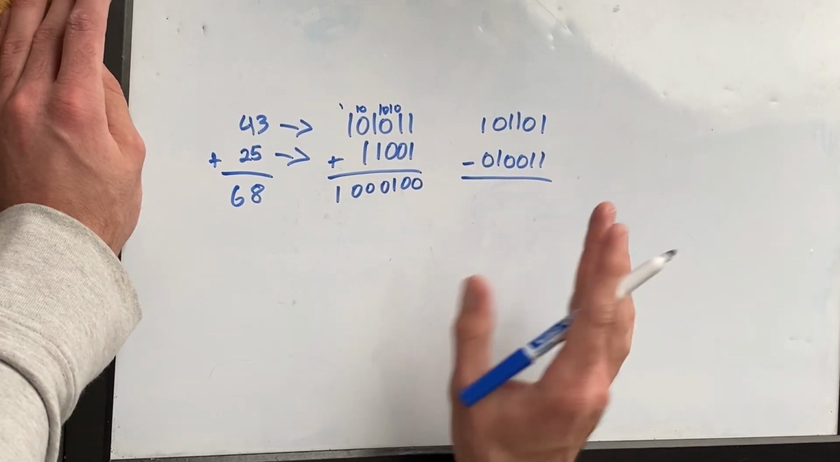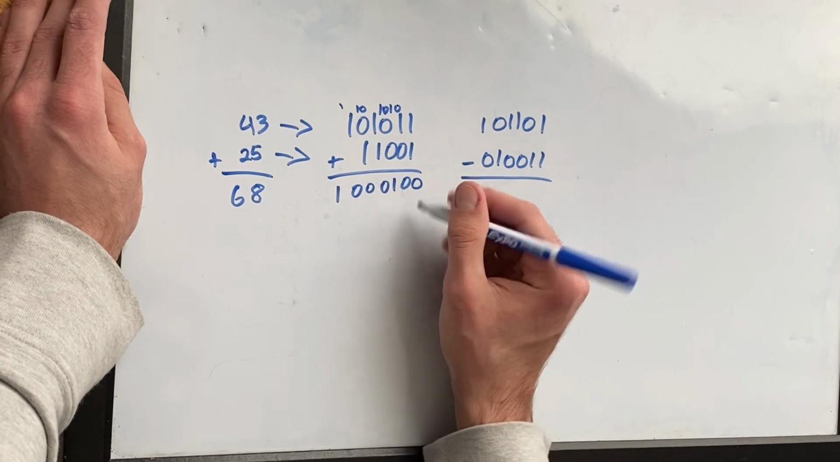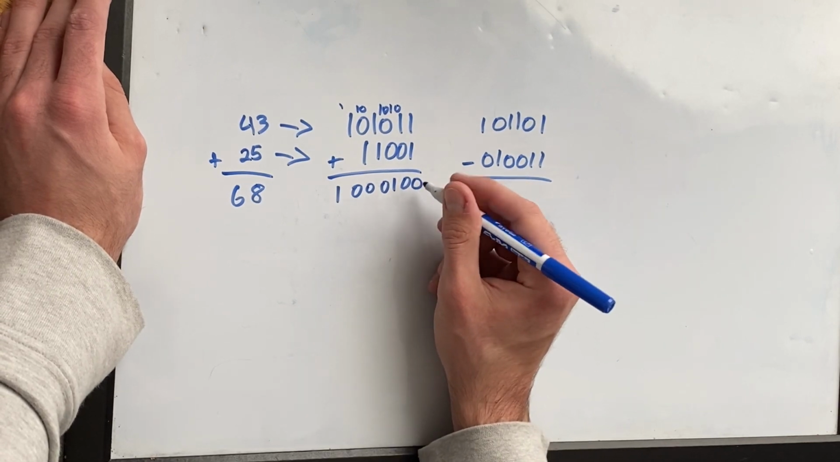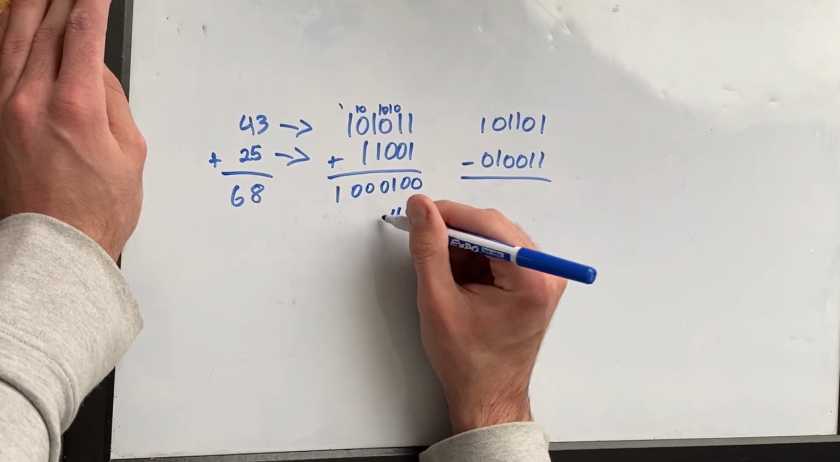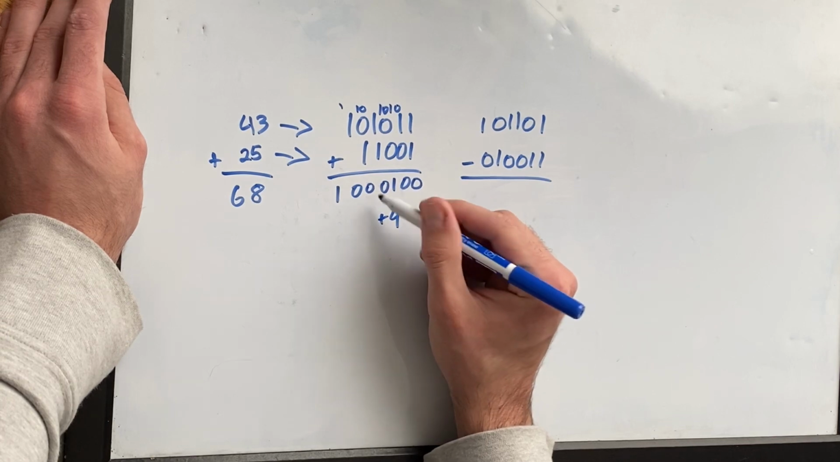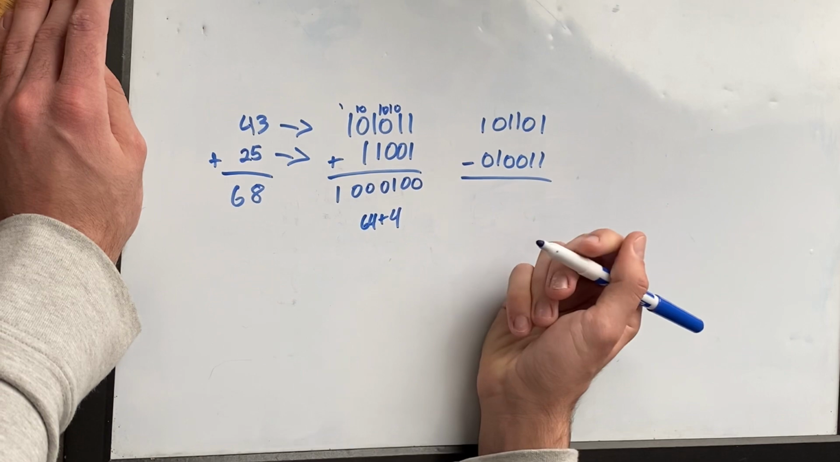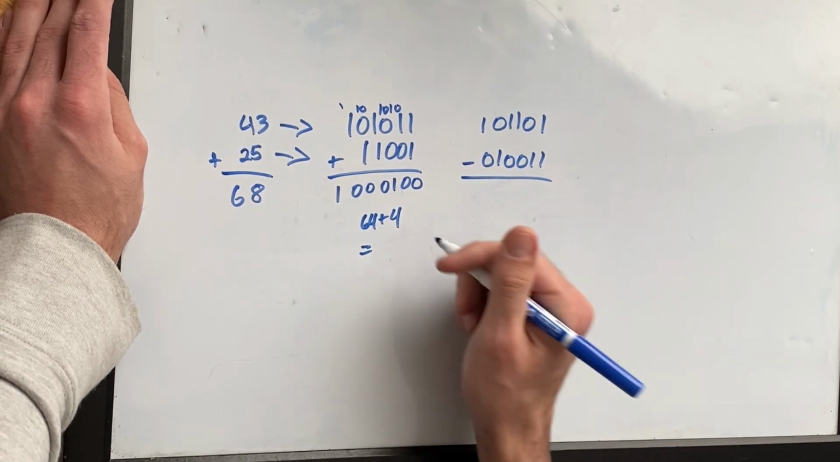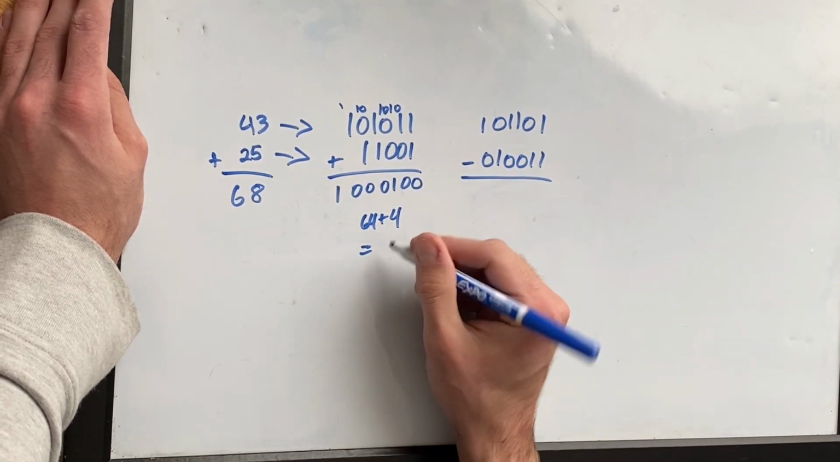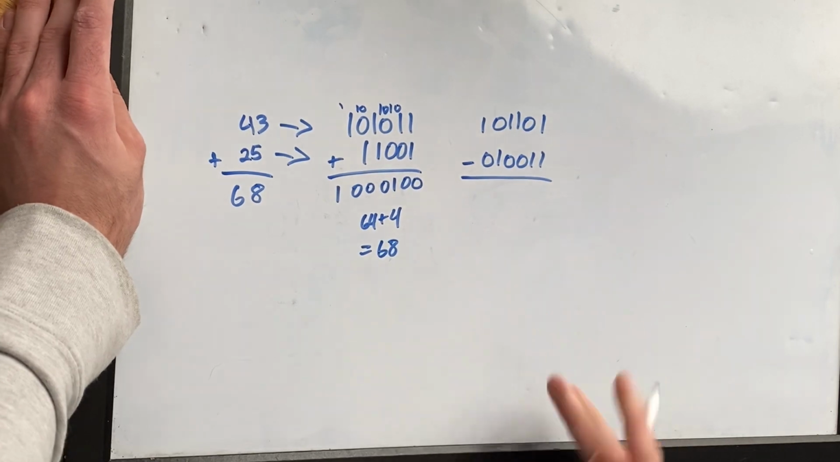So let's double check its decimal counterpart right now. So we don't have 1, we don't have 2, we have 4, no 8, no 16, no 32, but 64. So 64 plus 4 equals, well, you guessed it, 68.